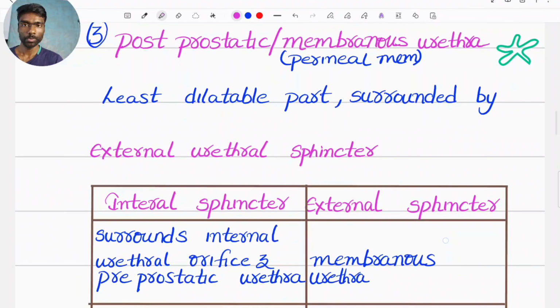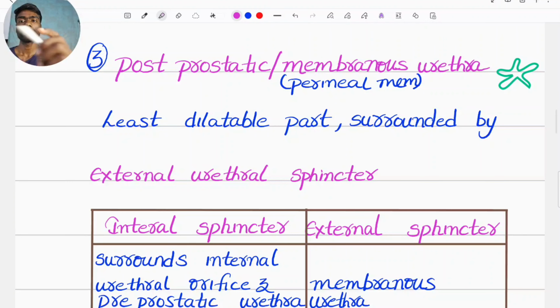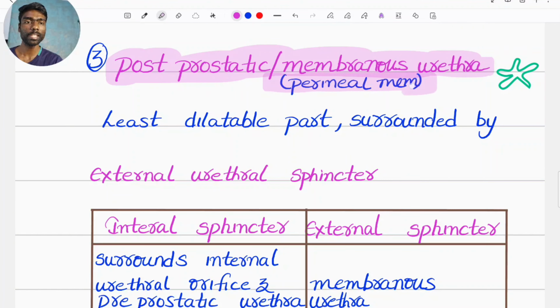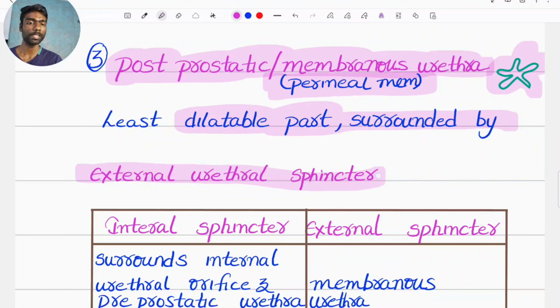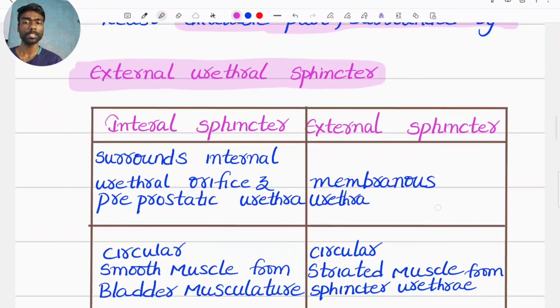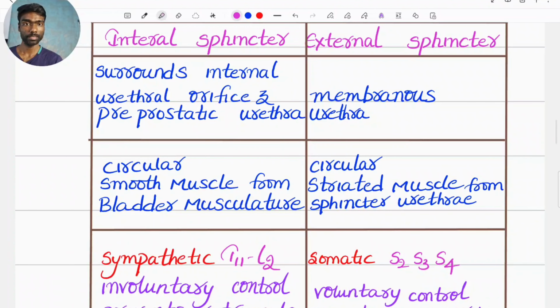Now coming to the part of urethra after the prostate. Post-prostatic urethra or membranous urethra. Why is it named membranous urethra? It passes through the perineal membrane. Same like pre-prostatic urethra, its cross section is stellate shaped. It is the least dilatable part of the urethra, surrounded by the external urethral sphincter. Again here a sphincter came. It controls urinary continence. Here external urethral sphincter. Internal urethral sphincter, what it controls, we will see here.